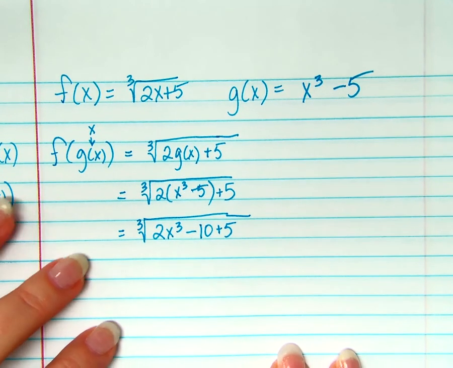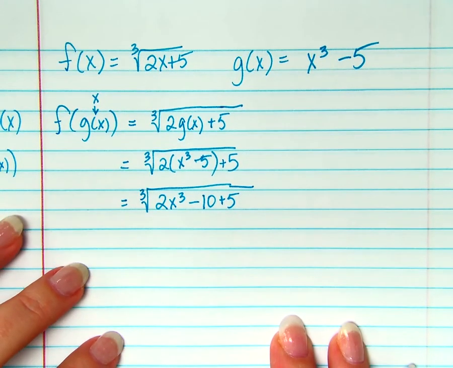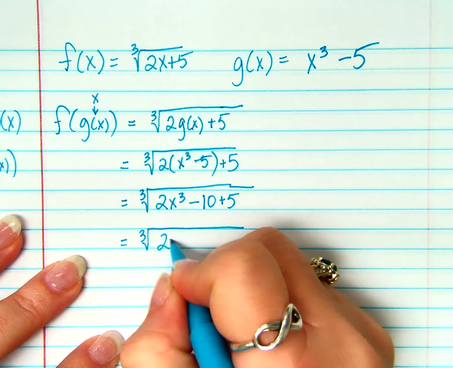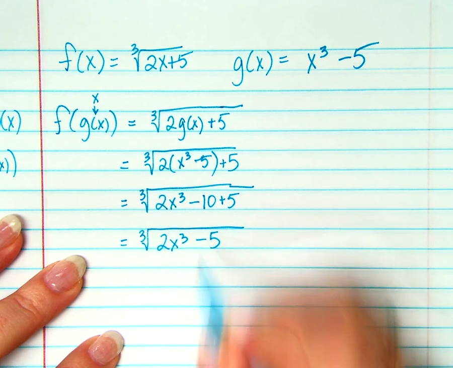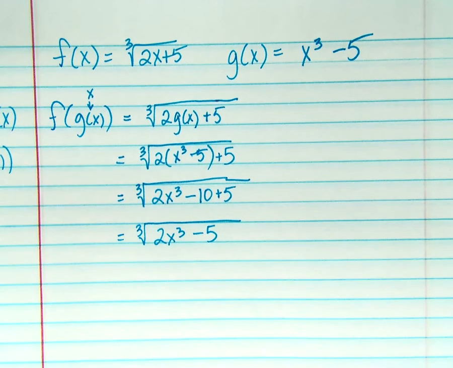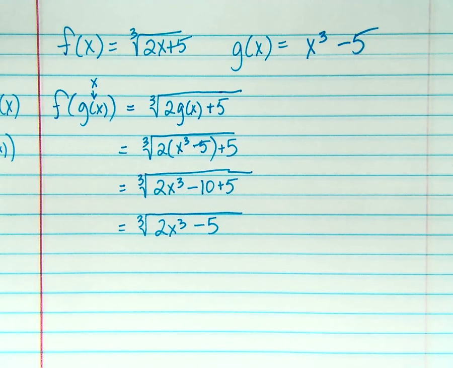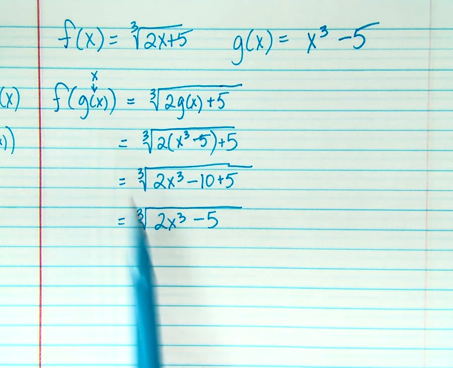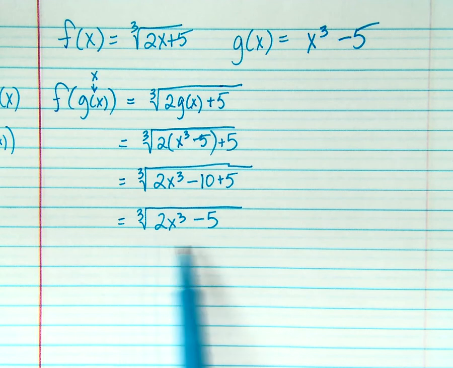Can I simplify that any further? To what? Cube root of 2x cubed minus 5. Do you guys know the cube root of 2x cubed minus 5? Me neither. So that is as far as I can go right there. So what does that mean? If I do f of g of x and I get this as my answer, what does it mean?